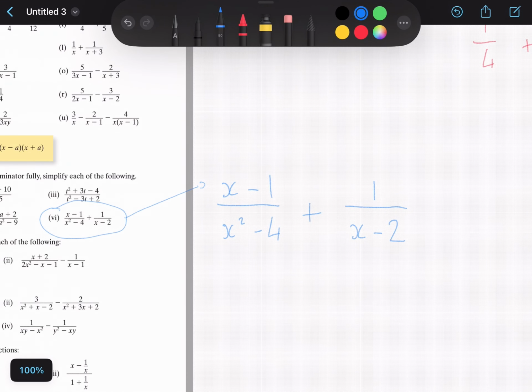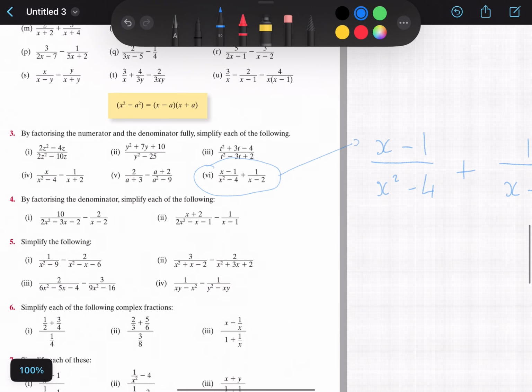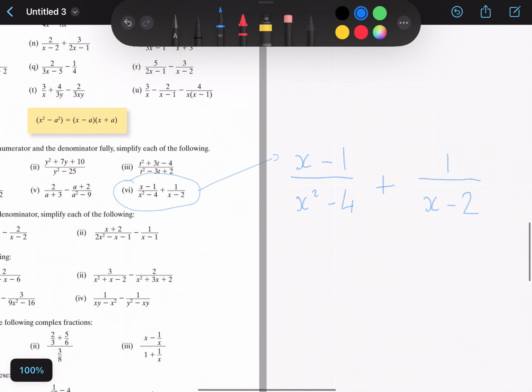All right, so I'm just making a quick video going through a couple of these questions where factorizing can help you add or subtract algebraic fractions. So I'm going to do question 3, part 6: x minus 1 over x squared minus 4 plus 1 over x minus 2.